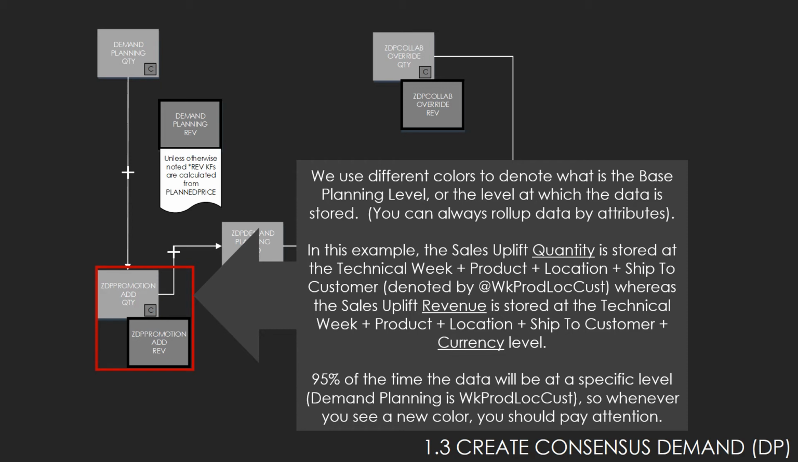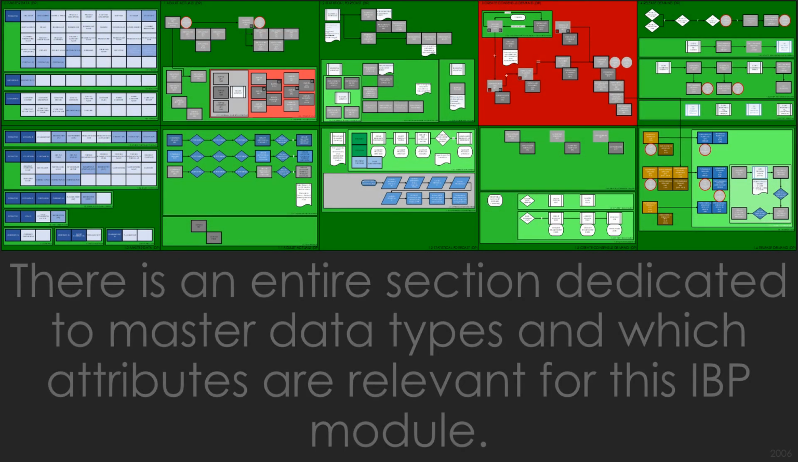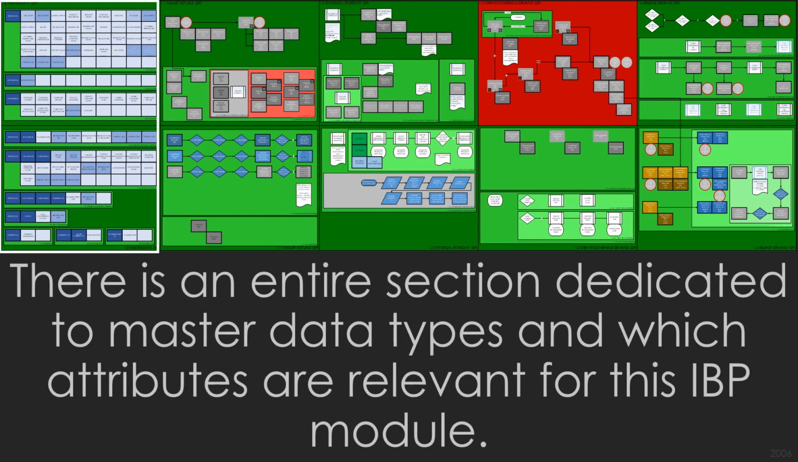95% of the time, the data will be at a specific level. For demand planning, it's week prod locust. So whenever you see a new color, you should pay attention. There is an entire section dedicated to master data types and which attributes are relevant for this IBP module.